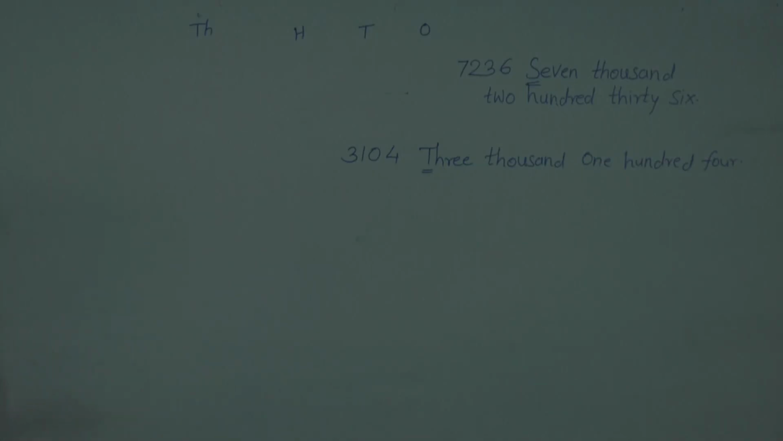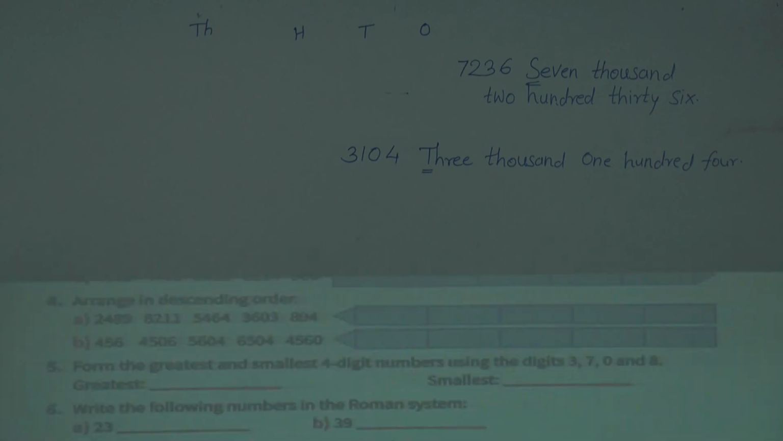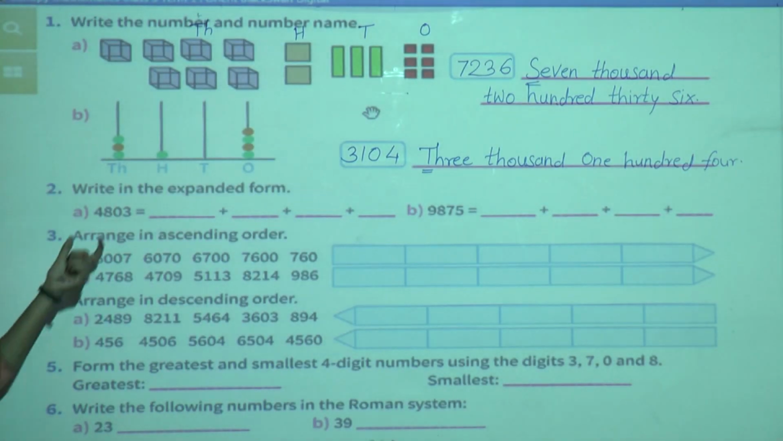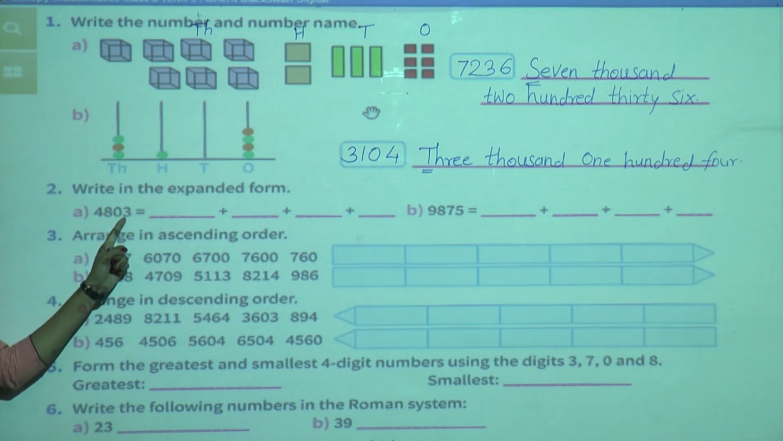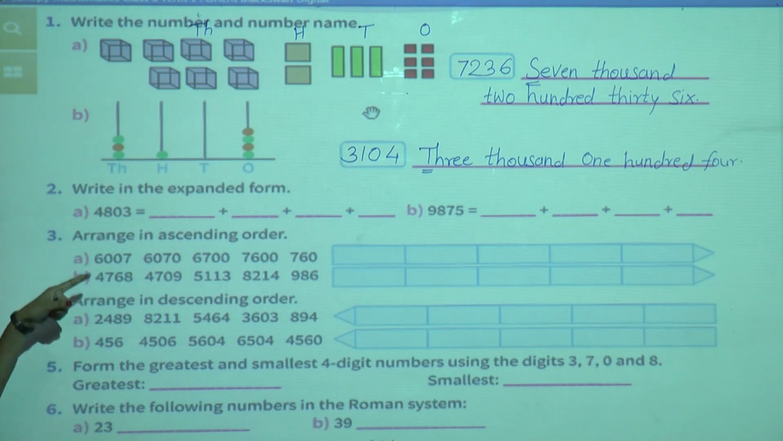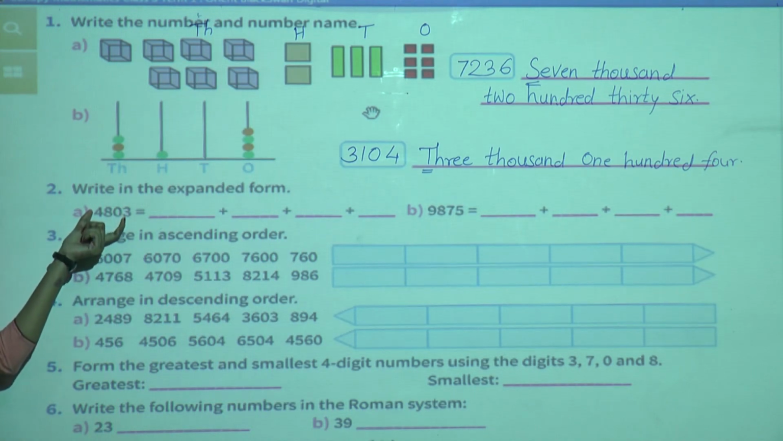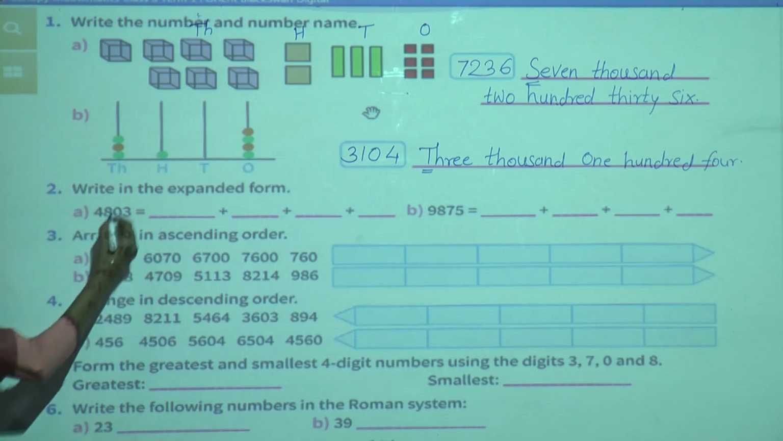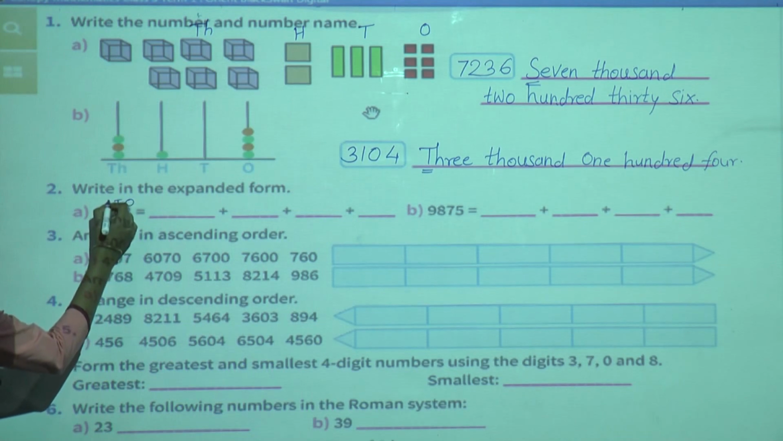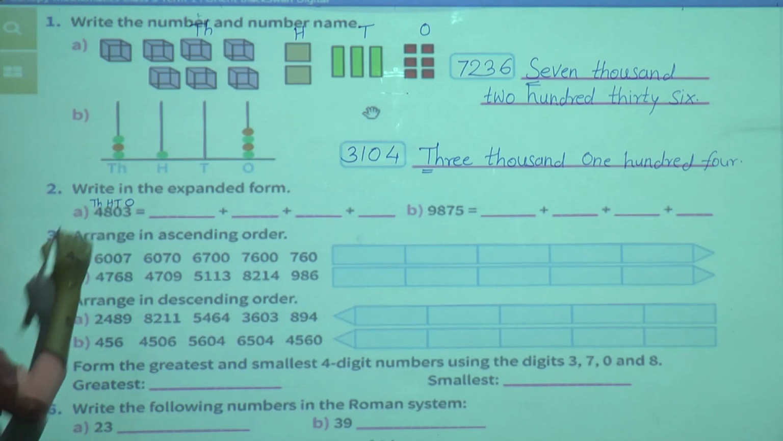Okay. Now see the next question. The question is, write in the expanded form. The number is 4803. Many times I told you, whenever you see the number, what do we have to do? We will write its places: ones, tens, hundreds and thousands.